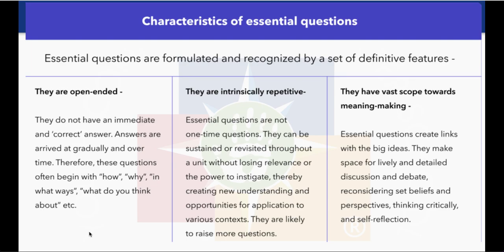Here are some key characteristics of essential questions. They are open-ended. They do not have an immediate and correct answer. Answers are arrived at gradually and over time. Therefore, a lot of times, these questions often begin with how, why, or in what ways. They are intrinsically repetitive. Essential questions are not one-time questions.